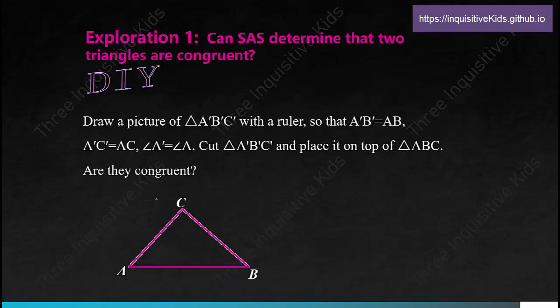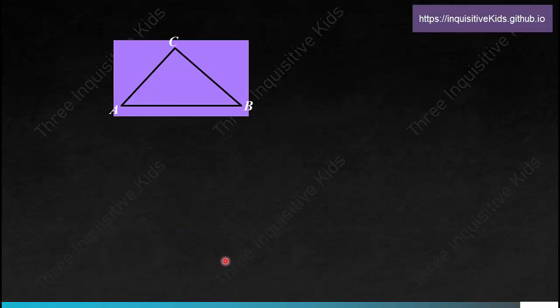Exploration 1. Can SAS determine that two triangles are congruent? Now here's a DIY. Draw triangle A prime, B prime, C prime with a ruler, so that A prime B prime is equal to AB, A prime C prime is equal to AC, and angle A prime is equal to angle A. Cut out triangle A prime B prime C prime and place it on top of triangle ABC. Are they congruent? So what did you get?